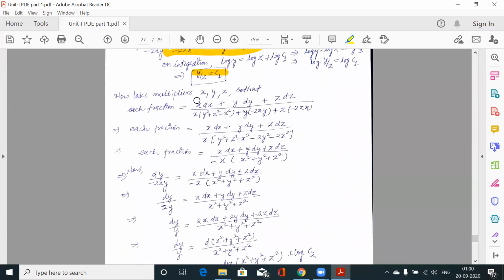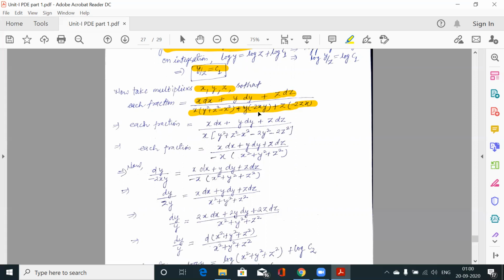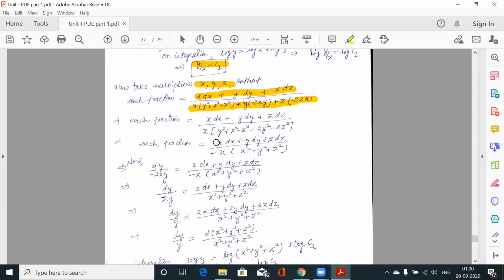Now using the multipliers x, y, z, what we get is x dx plus y dy plus z dz over these denominators of each fraction. The first is multiplied by x, the second is multiplied by y, the third is multiplied by z. Now after simplifying this, we get this, and again simplifying, because this is y square minus 2y square, we get minus y square. z square minus 2z square means minus z square, and minus x square. So minus x square minus y square minus z square.